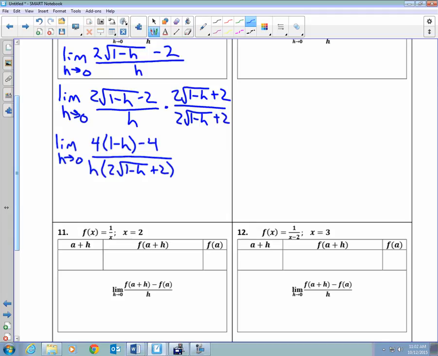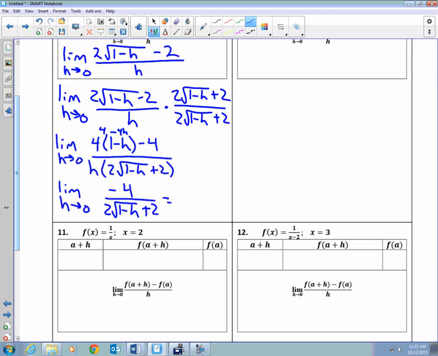What happens with the numerator? Four times 1 is 4, and then 4 times h is negative 4h. So you see that 4 minus 4 will cancel, right? And then the negative 4h and the h's divide off. So what are you left with in the numerator? Negative 4. A lot of people would make that mistake. They wouldn't write the negative 4. They would write a negative 1, or they'd just write 1. See how I get the negative 4? That's important. Negative 4 over 2 times the root of 1 minus h plus 2.